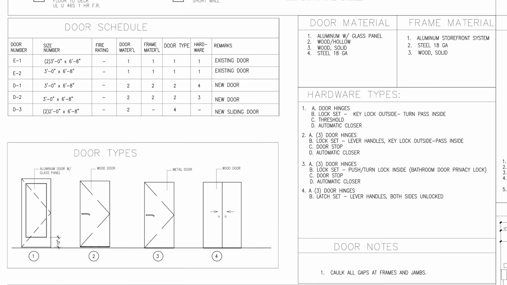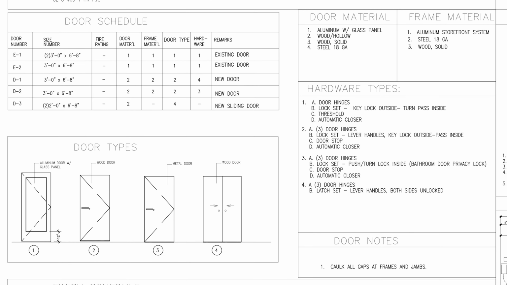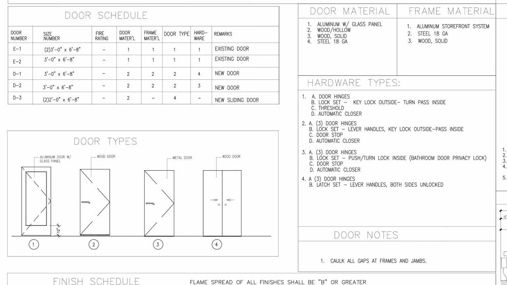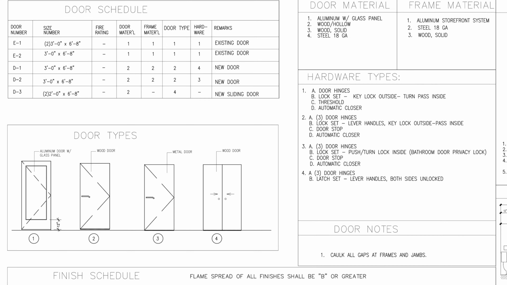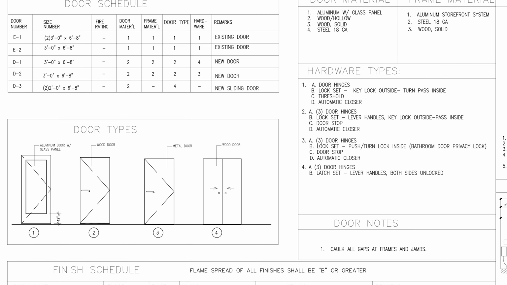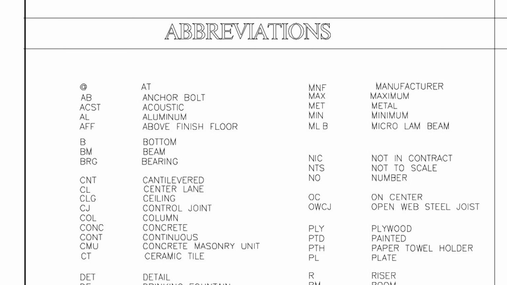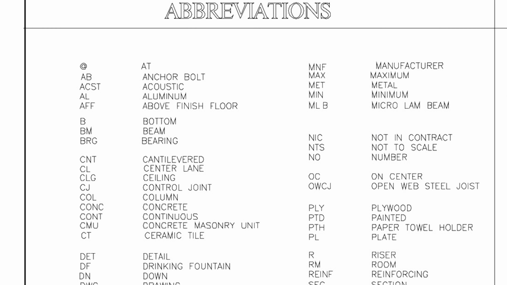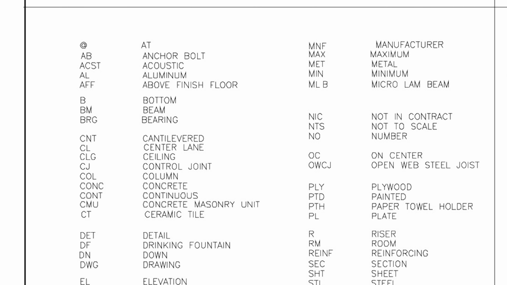And then there is a door schedule that tells you exactly what the door is, what size it is, what material it is made of, what kind of door frame it is, what kind of hinges there are, and what kind of lock sets. Otherwise, the drawing would be too complicated to show that over and over. Another thing I want to point out is the list of abbreviations. If you don't understand what something on the drawing means, you go to the abbreviation schedule and you can read it.